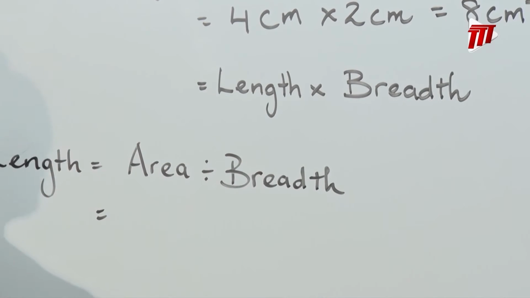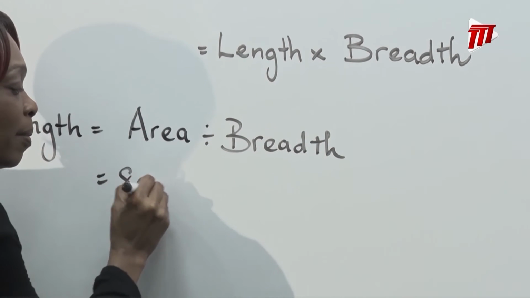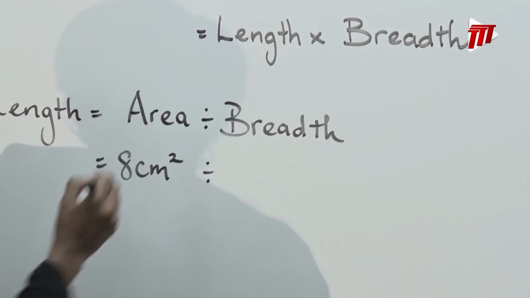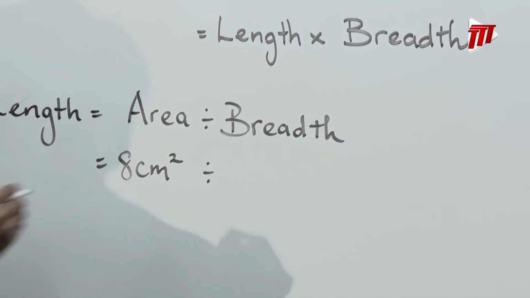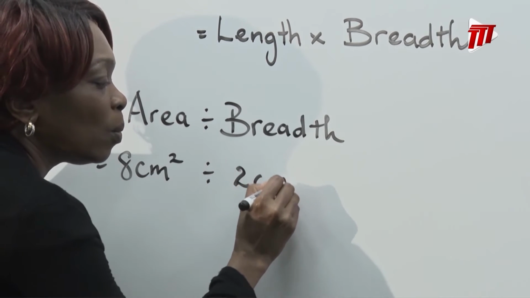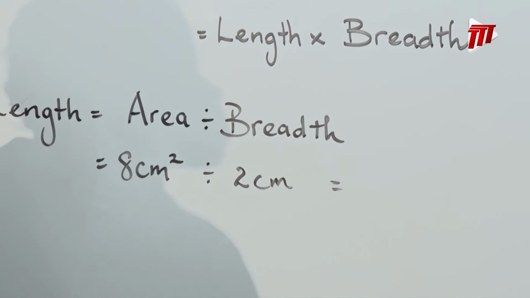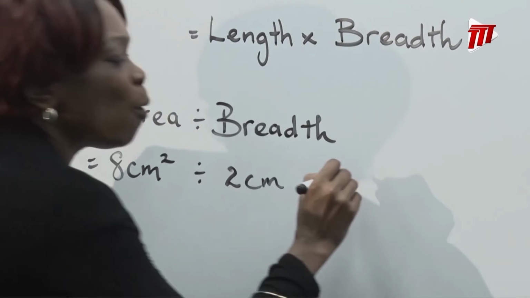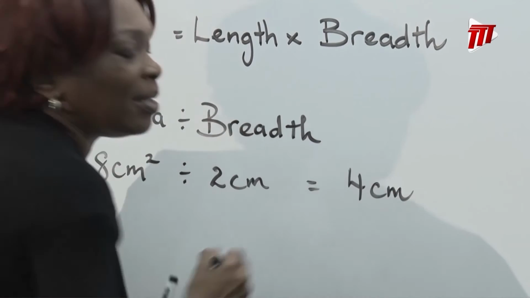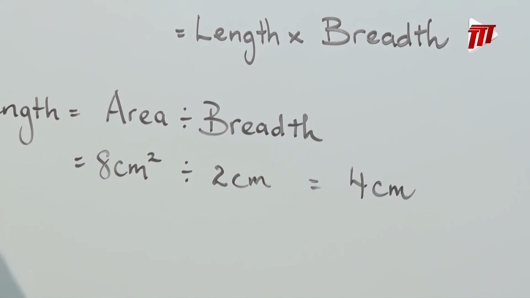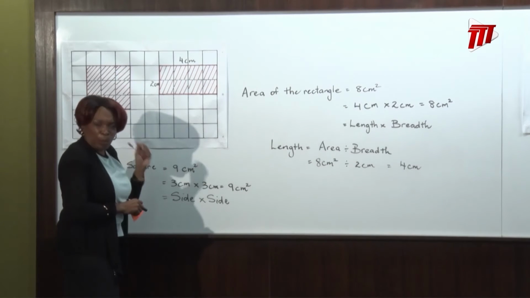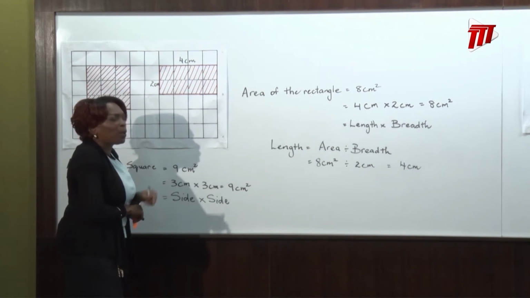What did we say? We said 8 centimeters squared divided by the given breadth, which is 2 centimeters. What are we going to get? 2 into 8 is 4 centimeters. Are you seeing it, children? So the missing length is 4 centimeters. Remember, we talk about checking back. This is a good way of checking back.